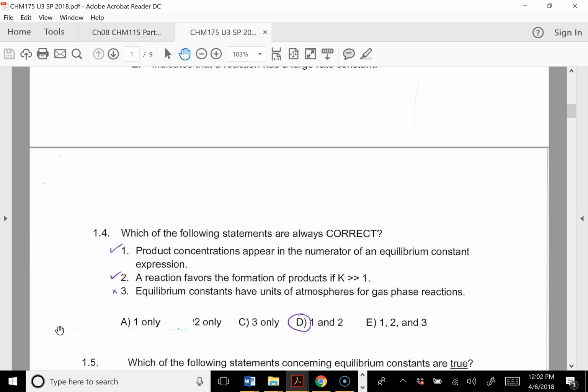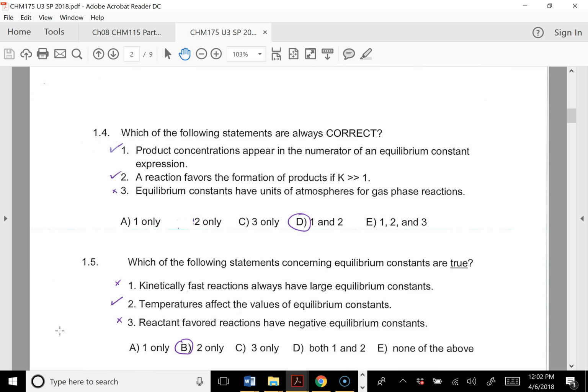The next page, which of these is always correct? And so actually the first and the second one is always correct. It's always correct that the concentrations of the product will also appear in the numerator, on the top. That's always true. Number 2 is also true, that reactions will favor the formation of products if your K is large. 3 is not true. The equilibrium constants have units of atmospheres for gas reactions. That's not true.